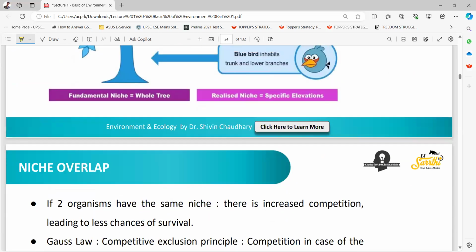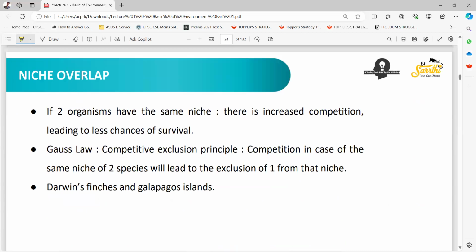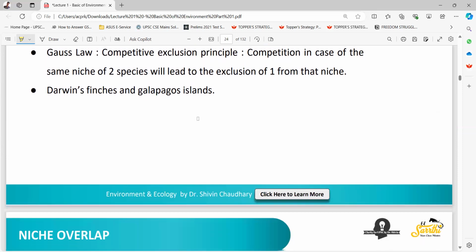Okay. Niche overlap. If two organisms have the same niche, there is increased competition, leading to less chances of survival. Gause's law, the competitive exclusion principle: competition in the case of the same niche of two species will lead to the exclusion of one from that niche. Darwin's finches and the Galapagos Islands.